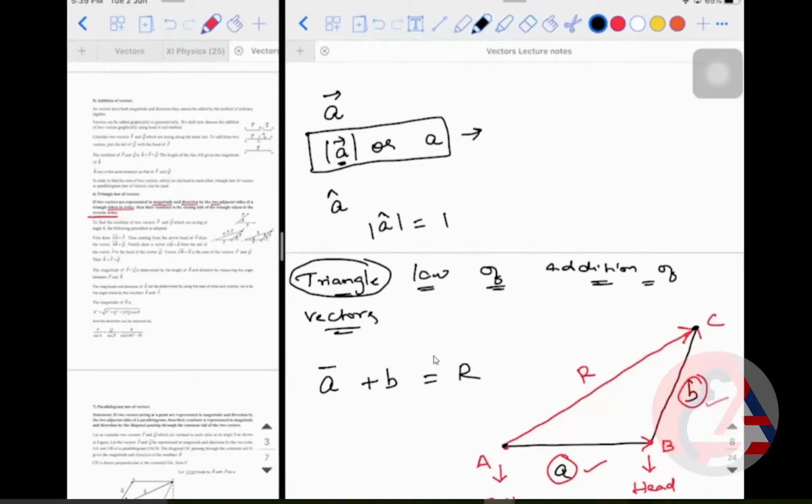Very good. So I should put a vector symbol on top of it. If I don't put that, then my statement is wrong. So A vector plus B vector is equal to R vector. This is what is very important, and this is the mathematical expression for triangle of vectors. Are you people clear with this?